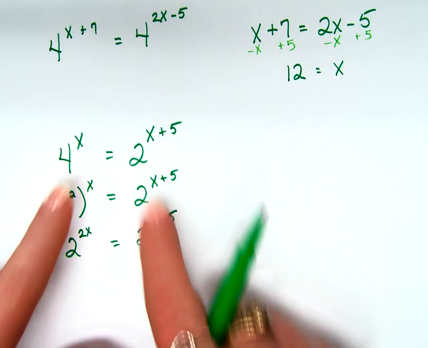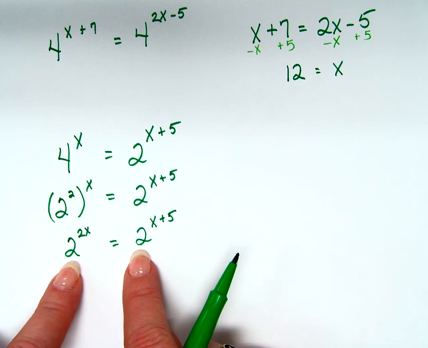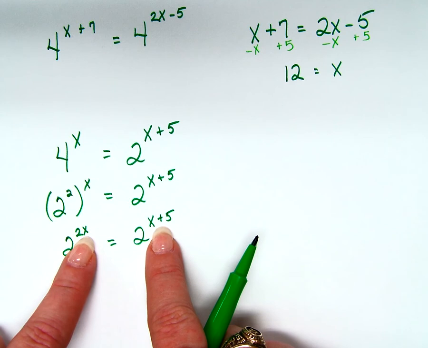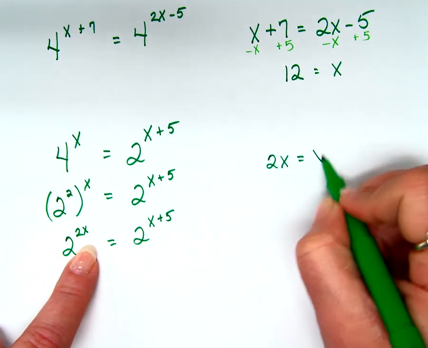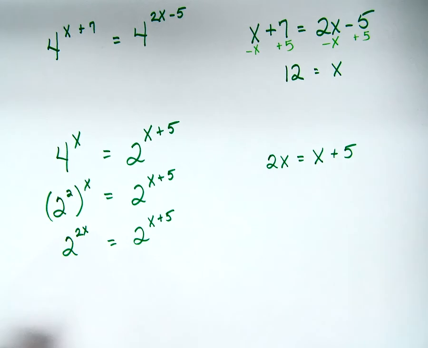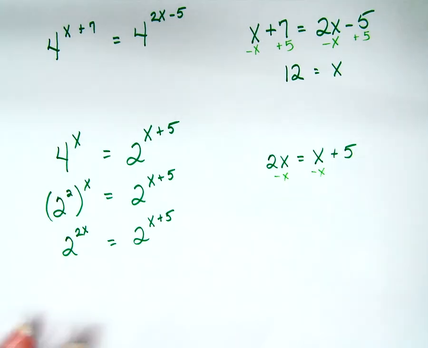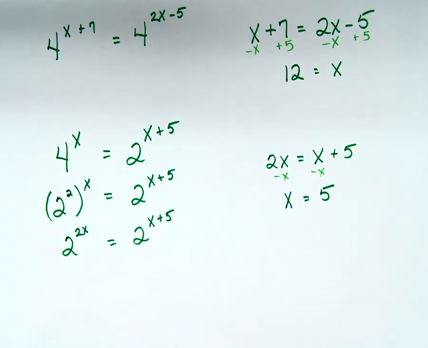So my bases were not the same, so I did what was necessary to make them the same. Now they're the same. What else should be the same? The exponents. 2x equals x plus 5. If I subtract x from both sides, what do I get? X equals 5.